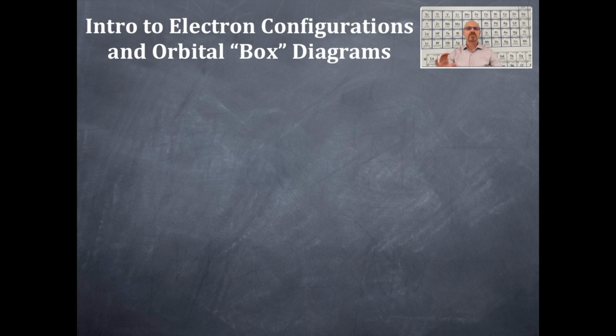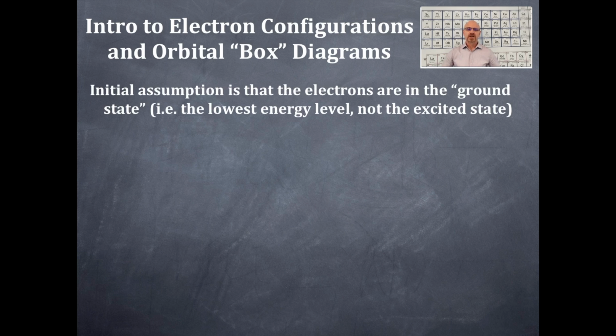Okay, so really brief introduction here. What we need to know is our initial assumption here is that electrons are in the ground state. That is the lowest energy possible, not an excited state. That would be a presumption for all of these. Excited electrons will be discussed later on at another time.